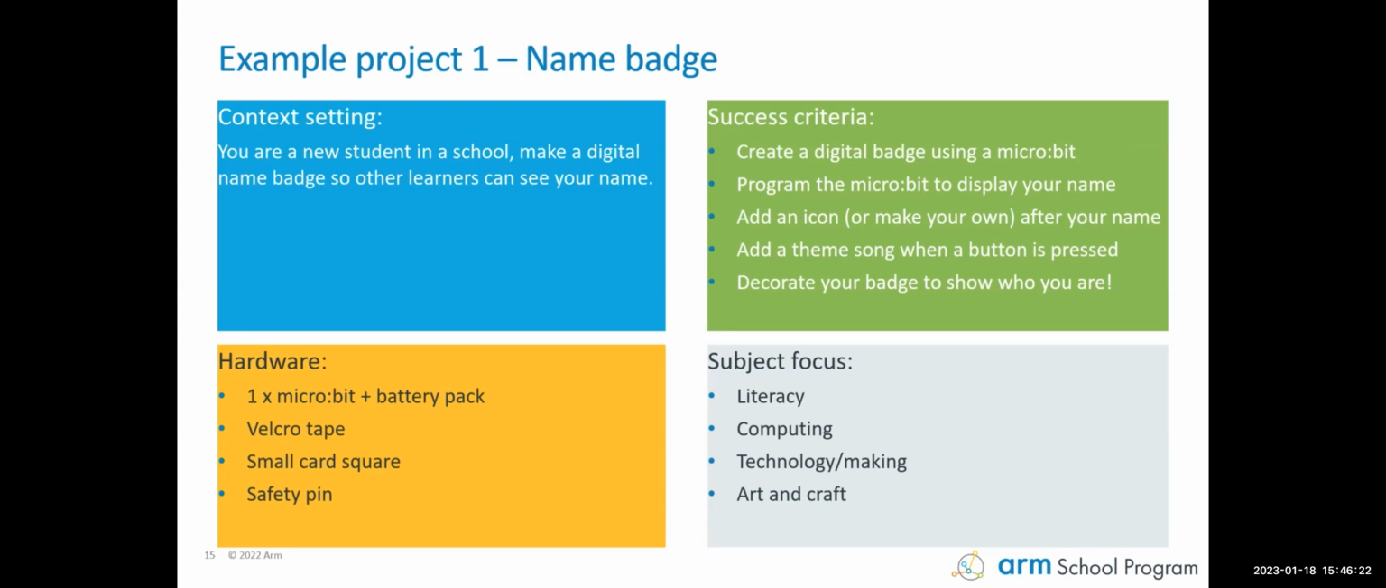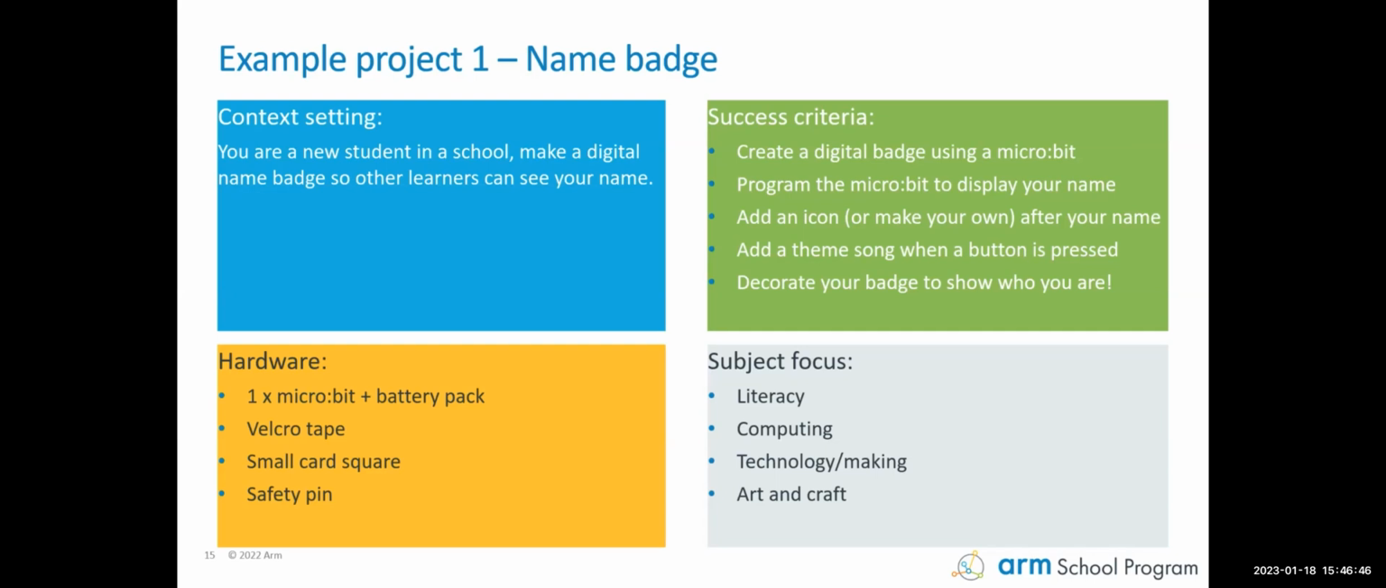So, for example, they have to create a digital badge using a microbit. So there are two elements there, because you'll obviously give them a microbit and the battery pack, as you can see there in the hardware, but they also have to consider how they're going to stick the badge to them. How do you actually make it into a badge? And so there is a making element to this, and this is where they're crafting this into an artifact. So you have to consider how they're going to do it.